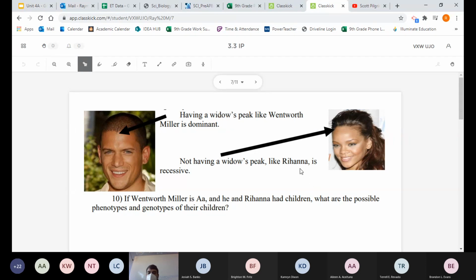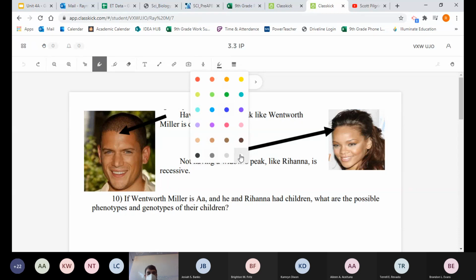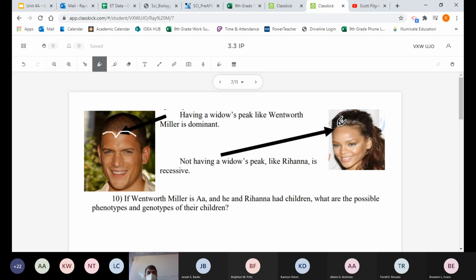Here we go. If you don't know what a widow's peak is, let's make this something you could see. How about white? So it goes down to a point like that. Versus Rihanna, see how Rihanna has nothing there? This one goes down to a point, so that's the widow's peak. If you pull back your hair, you should be able to see it like this.